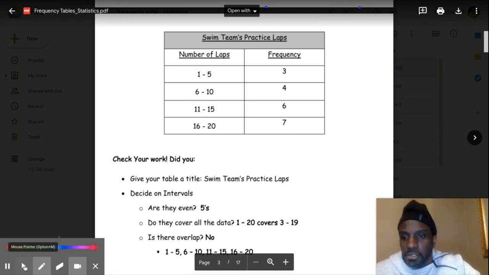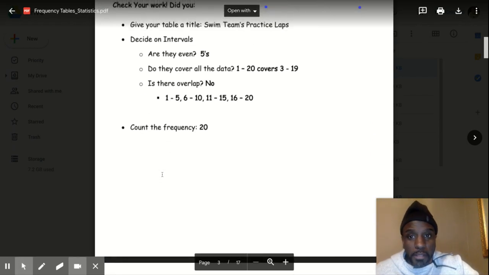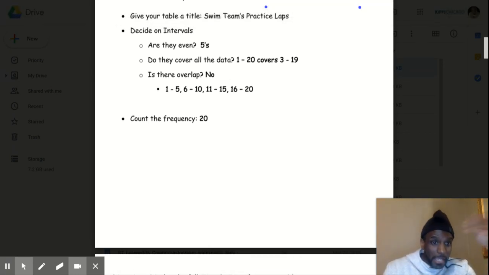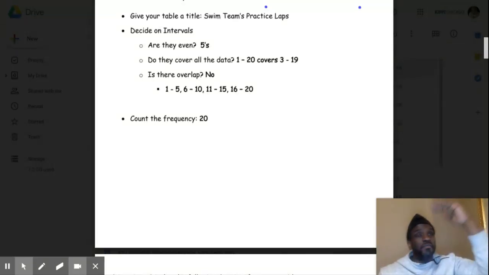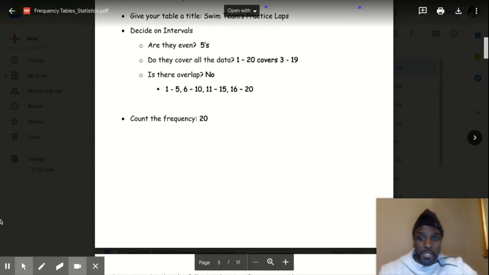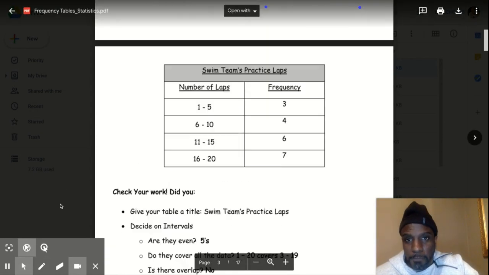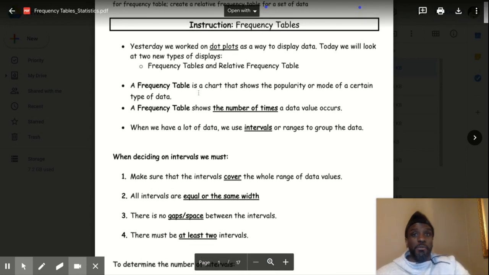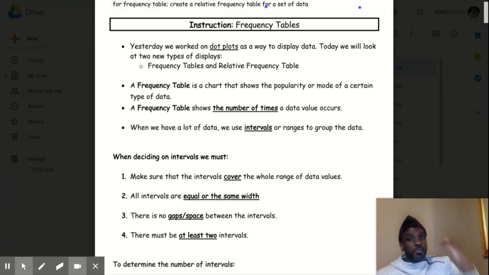Okay, now, so let's look at another one. Let's look at the same one, and then the frequency count. How many people did you look at? How many data points did you have? We had 20 people we looked at, so we should have a frequency of 20. It should add up. All of our frequencies should add up to 20, okay? Remember that, let's go back up here. A frequency table is a chart that shows the popularity or mode of a certain type of data. The frequency table shows the number of times that a data value occurs, okay?